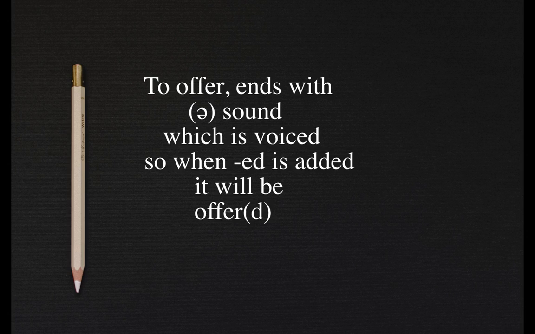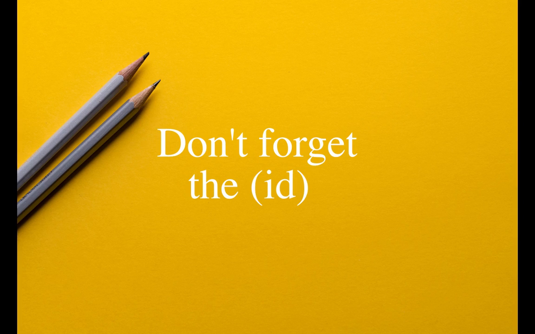Okay, one more example. To offer ends with a sound which is voiced, so when -ed is added, it will be offered. So that is voiced and unvoiced sounds covered in terms of pronouncing the -ed when forming the past tenses. But hold on a minute. You said there would be three ways to pronounce the -ed to form the past tenses. Don't you remember? Oh yes, I did say it could be either d, t or id.